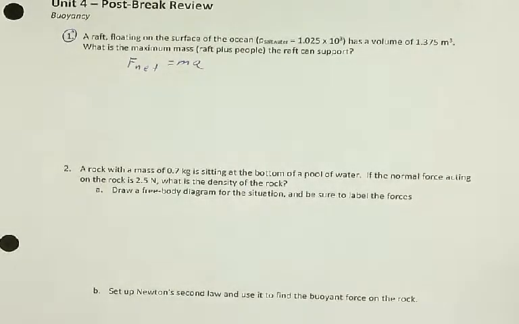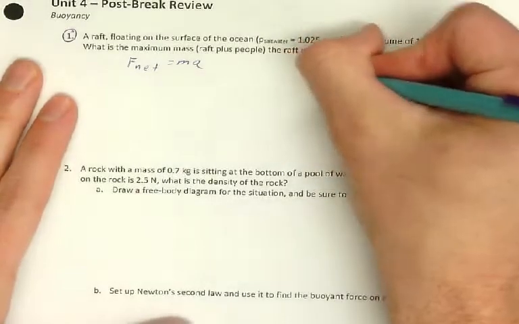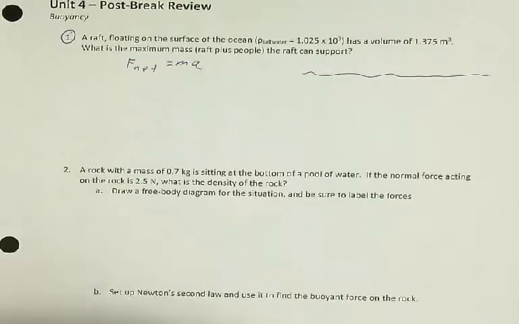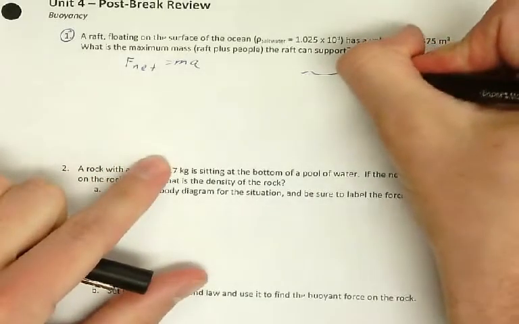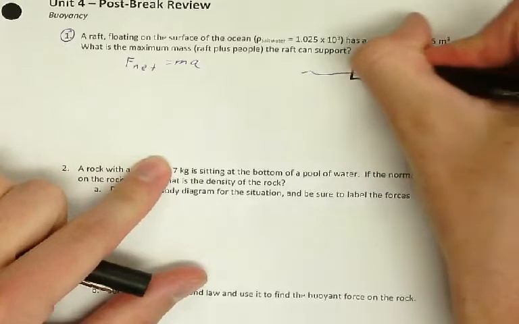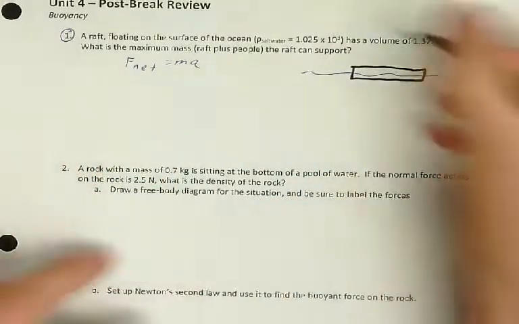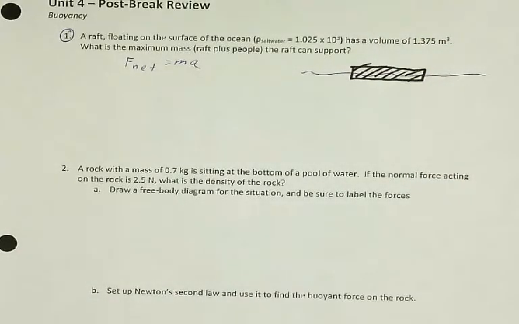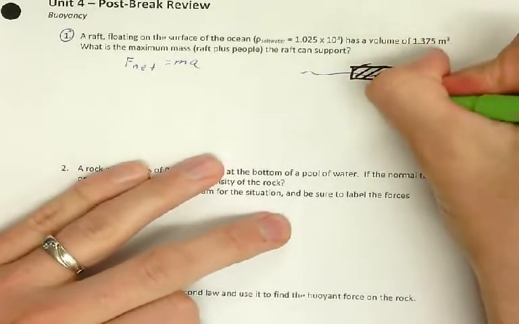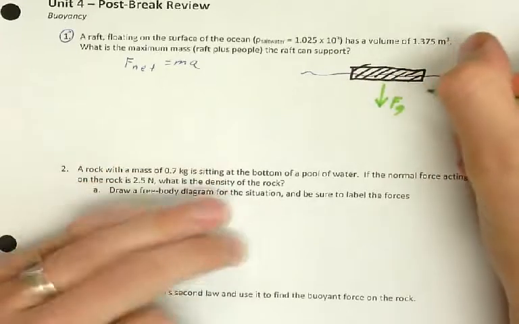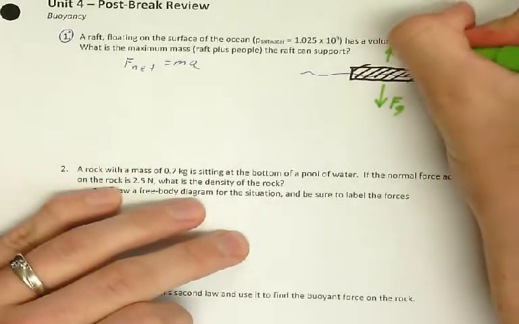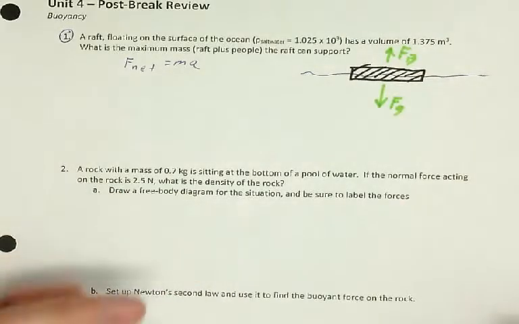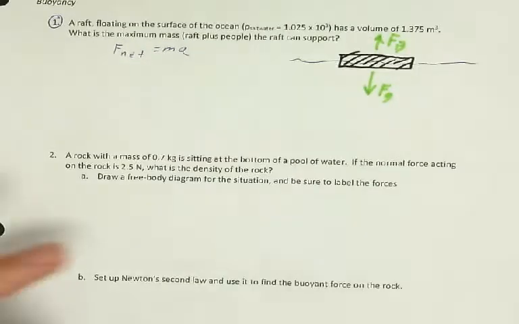So you're going to start off with F net equals ma, and that is Newton's law. When you look at the problem, you've got a raft floating in the water. Okay? And said raft has a couple of forces on it. It's got gravity down and buoyant up. And that's it. Those are the only two forces. Buoyant up, gravity down.